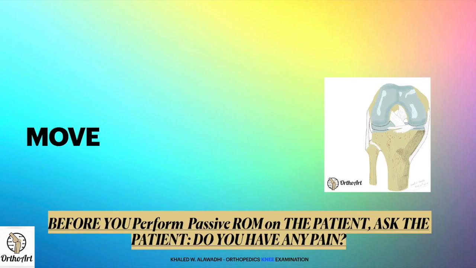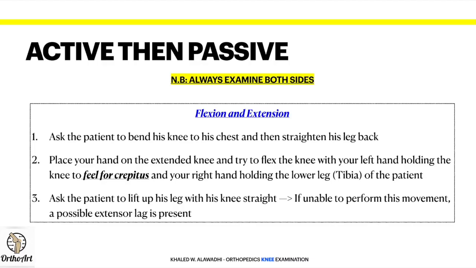Okay. Then we proceed to move. Before you perform passive range of motion, ask the patient, do you have any pain in your knees or the hip? Yes? No. Don't forget to mention that. Always examine both sides. Make sure you examine both sides in hip, knee, and shoulder. So start first with the knee.